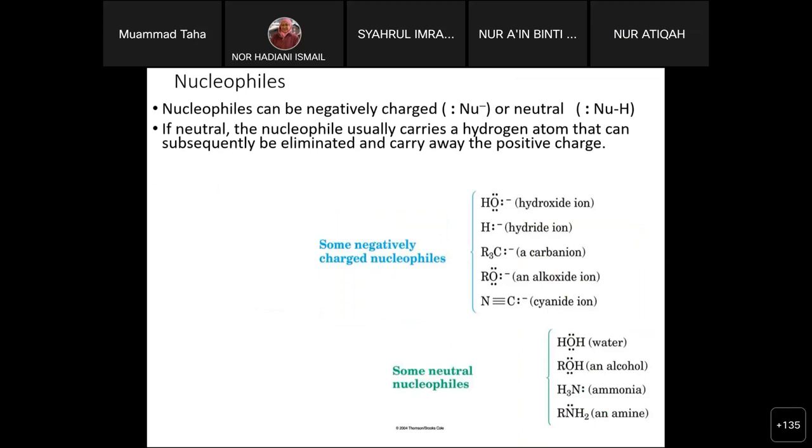The nucleophile can be negatively charged or neutral. If neutral, the nucleophile usually carries a hydrogen atom that can subsequently be eliminated and carry away the positive charge. These are some negative nucleophiles, and these are some neutral nucleophiles. They can react with the acyl group. So these are a few examples of them. Go to the next slide.